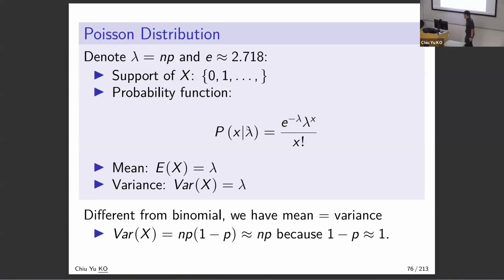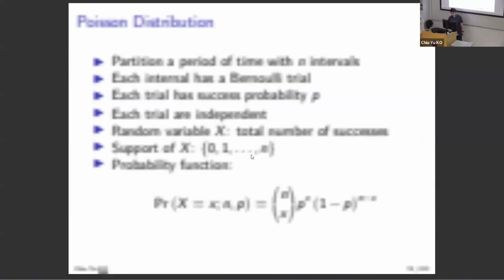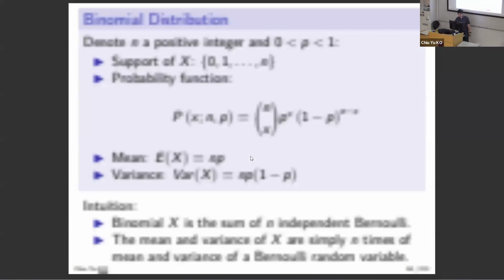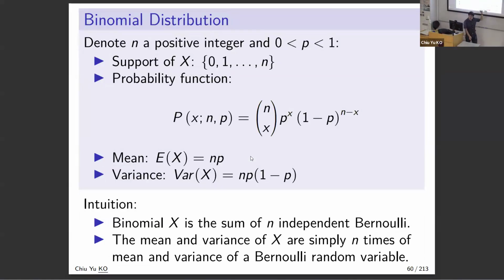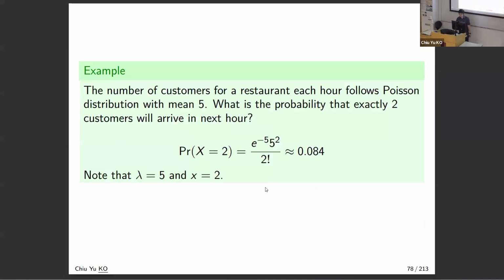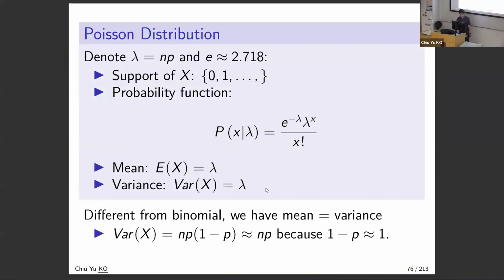Just to be exact, because binomial mean is NP, variance is NP times 1 minus P. 1 minus P is less than 1, so the variance is less than the mean for binomial. But for Poisson, because P is going to be 0, this is gone. I think that explains why. Okay, so that is the idea.